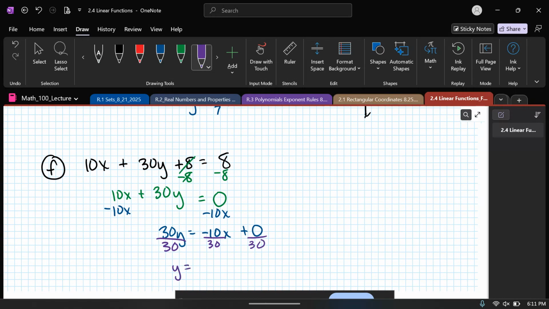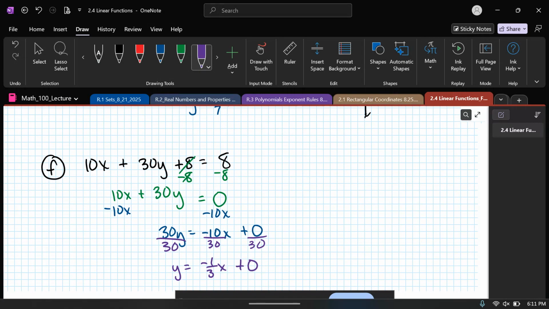So that's y. Negative 10 divided by 30 reduces to negative 1/3 x. What's 0 divided by anything? 0. So technically, negative 1/3 x plus 0. So the slope is negative 1/3. My y-intercept is 0. The slope is not 0, but the y-intercept is. So this one has all real numbers for domain and all real numbers for range, because I was able to write it with a slope and a y-intercept.